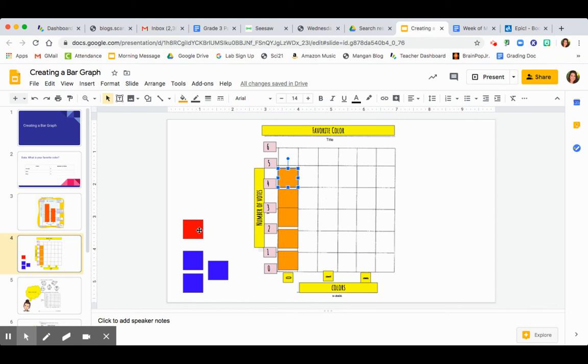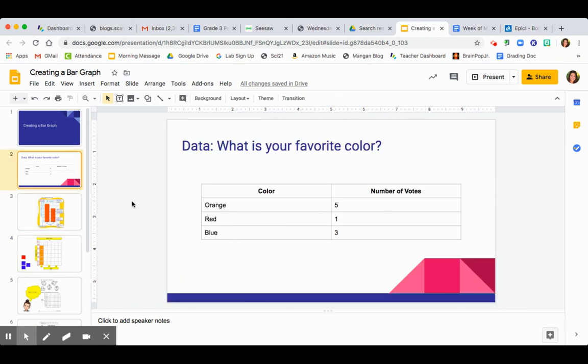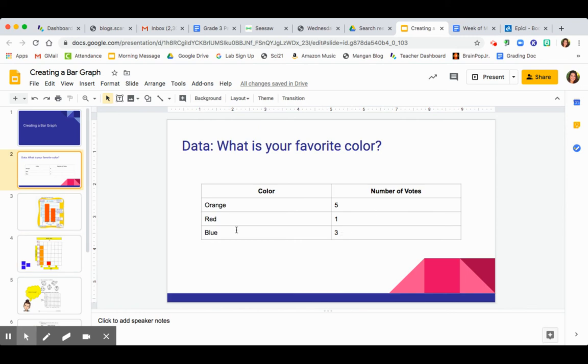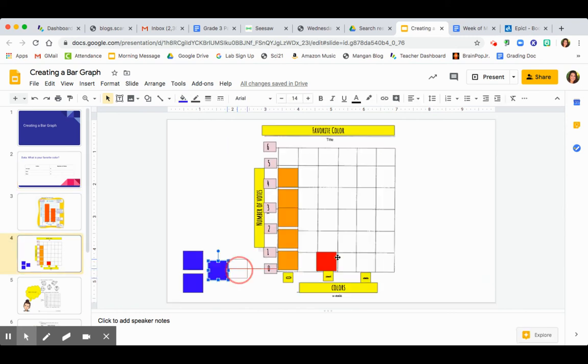With red, I only have 1 vote. So I'm going to put 1 vote, start at 0, and it goes to the 1 line. And for blue, I have 3 votes. So I'm going to drag my 3 boxes.